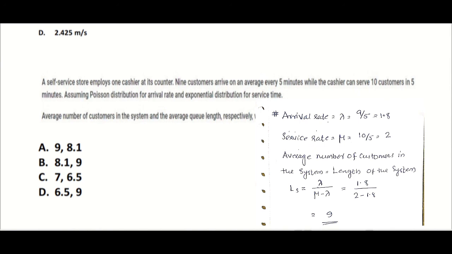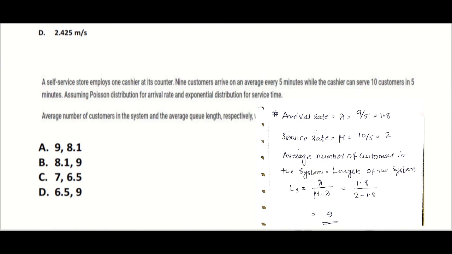Here the arrival rate is given as 9 customers in 5 minutes. That is, arrival rate lambda is equal to 9 by 5, which will be equal to 1.8. The service rate is 10 customers in 5 minutes. That will be equal to 10 by 5, which is equal to 2. The average number of customers in the system, or the length of the system, is equal to lambda by mu minus lambda. That will be equal to 1.8 divided by 2 minus 1.8, which will be equal to 9.